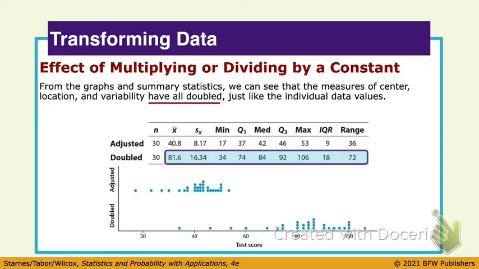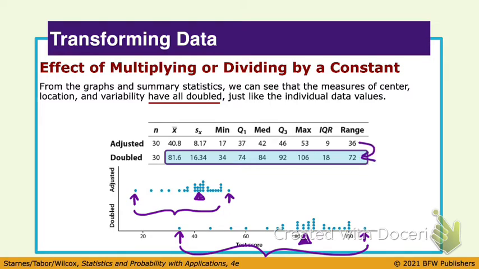So let's analyze what just happened here. We took our mean and multiplied by 2, which takes our 40.8 and doubles it to 81.6. Also, our minimum of 17, when we double it, goes to 34. And our maximum of 53 goes all the way up to 106. You can already see that the range has increased considerably. And by how much? In fact, it has doubled.